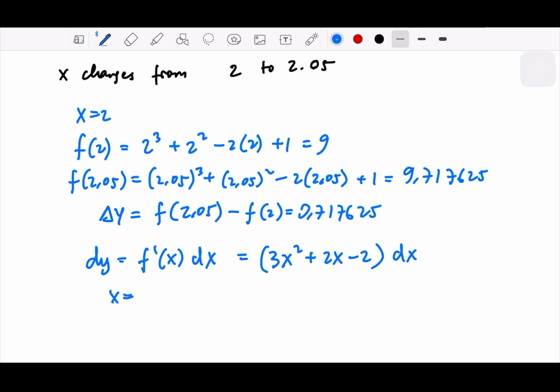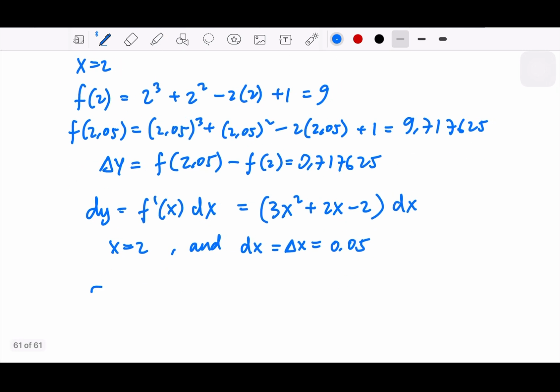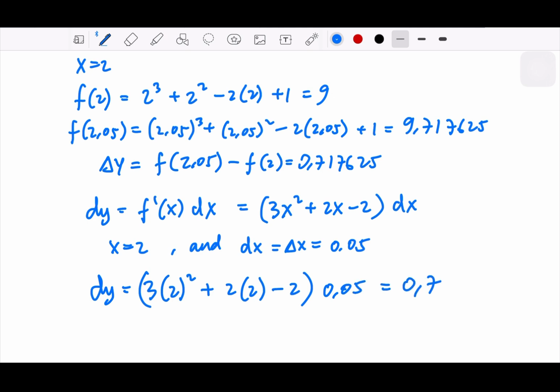So when x is equal to 2, and dx, or our delta, is 0.05, which is from 2.05, so the delta will be 0.05. This dy becomes (2 squared plus 2 minus 2), and all will be multiplied with 0.05. And this will result in 0.7.